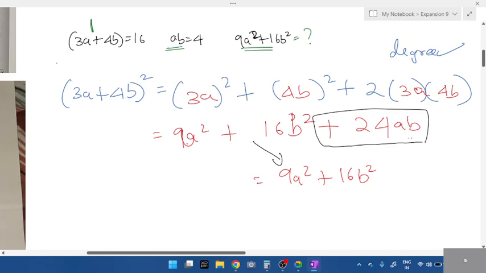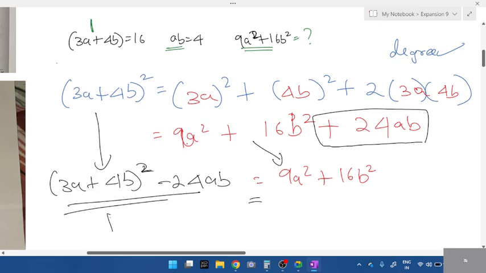This one goes to the other side and becomes minus, minus 24 what? ab, right? And already on left hand side, what do we have? 9a plus, whole square. Till here is it clear? Now substitute the value. Check what value. This value should be numbers here. You get a number, so definitely value will be given. Tell me what the value is given.